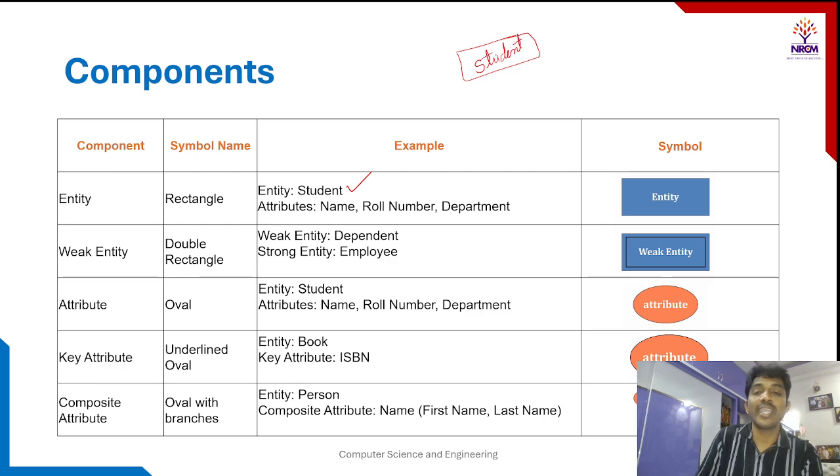This is called an entity. Entity should be a real-time existence, right? And for every entity there are attributes. Oh sorry, next is the weak entity, which is a double rectangle.